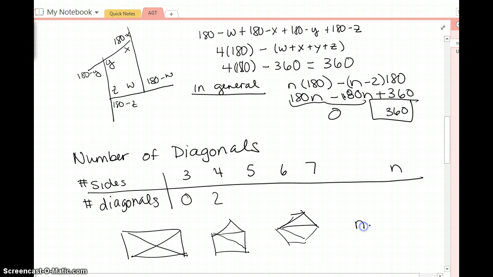So there's always going to be n minus 3 diagonals at each vertex. So for each vertex, you have n vertices, and then there's going to be n minus 3 diagonals from each one. But then what happens when you start moving around is when I come here, I've already counted this one. And so each diagonal can end up being double counted, and so we end up having to divide by 2. So the formula is n times n minus 3 over 2.